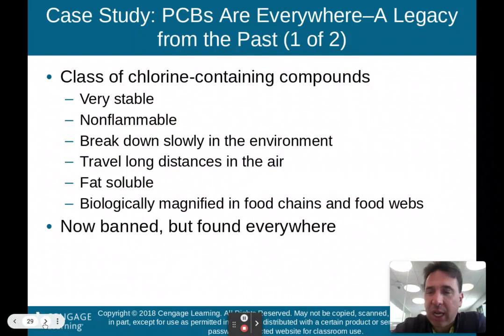All right, so going to look at PCBs, a legacy from the past. This is a case study. This is a class of chlorine-containing compounds, which are very stable, non-flammable, break down slowly in the environment, and travel long distances in the air. They're fat-soluble, and they're biologically magnified in food chains and food webs. Luckily, PCBs are now banned, but they are still found everywhere.